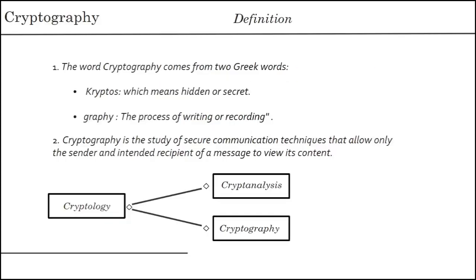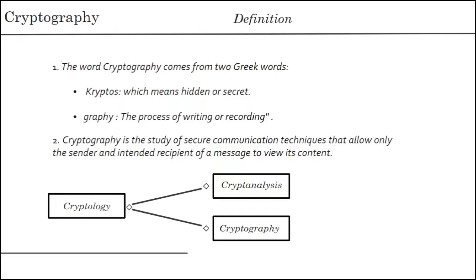Cryptography. The word comes from two Greek words, cryptos, which means hidden or secret, and graphy, which is the process of writing or recording. Cryptography is the study of secure communication techniques that allow only the sender and intended recipient of a message to view its content.